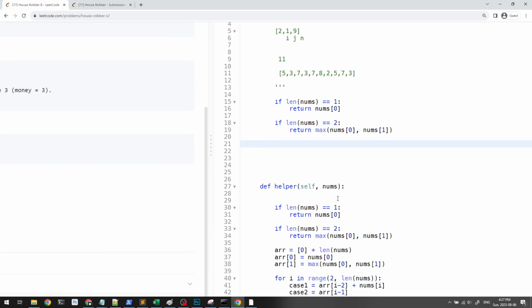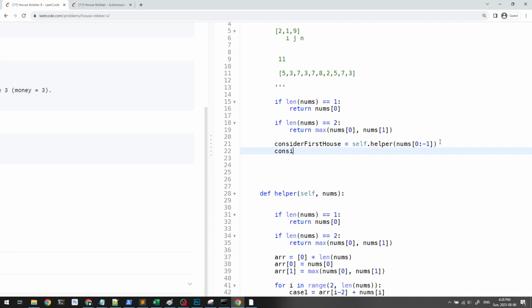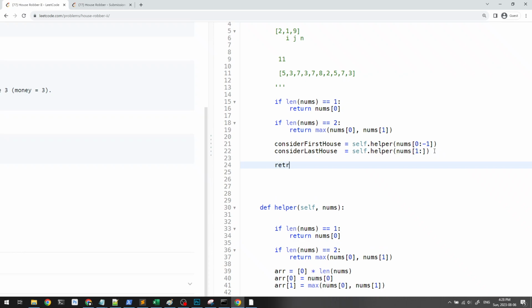So what can I do in this case? Well, I will just return the maximum of considering the first house, which will be self.helper of nums from 0 all the way to -1. So this will consider everything except for the last element. And here we consider the last house, so self.helper of nums from 1 onward. So basically here we'll consider all of this. Then I can just return the maximum of these two, where I'm considering the first house, and where I'm considering the last house but not the first one.